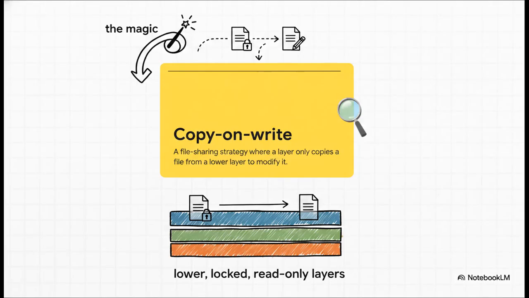But wait, what if the container needs to tweak a file that's buried down in one of those locked read-only layers? This is where the magic really happens. Docker uses this super efficient file sharing trick called copy on write. It is literally the secret sauce for why Docker is so storage efficient. If a layer just needs to read a file, it looks right through to the layers below. But if it needs to modify it, it does something incredibly clever.